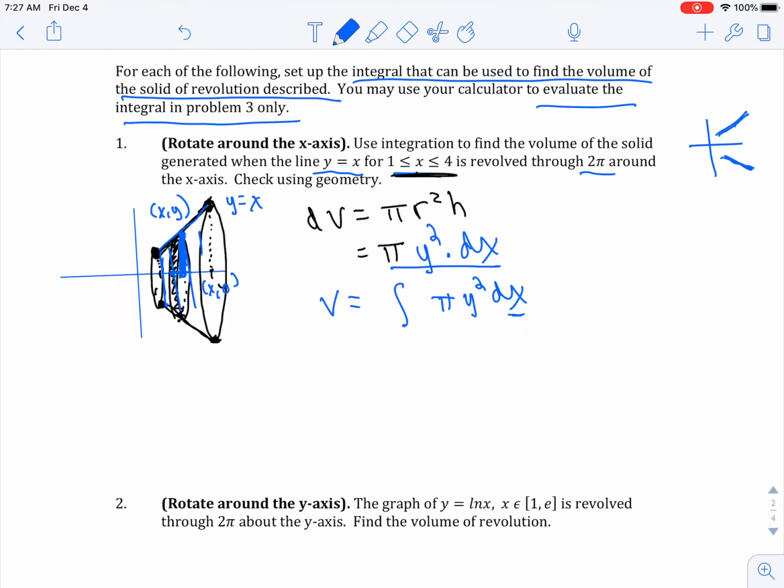So what are my x values? Because this says x, these have to be x values. My first cut is right here, and remember that's where x is equal to 1. And then my last cut is here, and remember that that's where x was equal to 4, right here. So there's our integral.